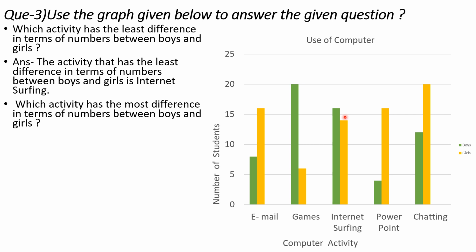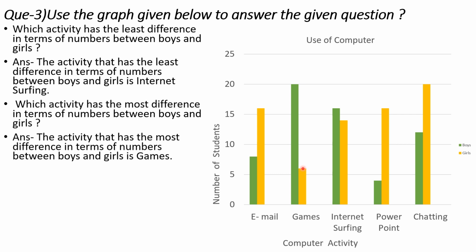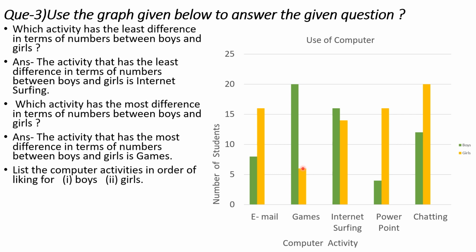Then which activity has the most difference in terms of numbers between boys and girls? So see where the difference is greater. So you can say the activity that has the most difference in terms of numbers between boys and girls is games.